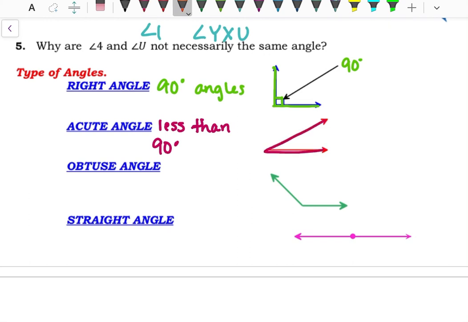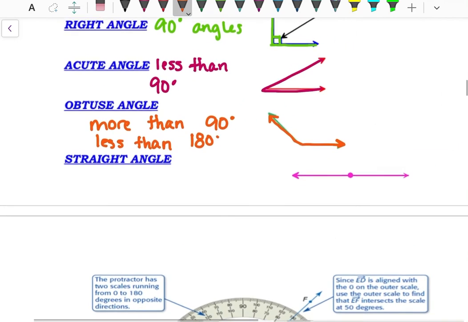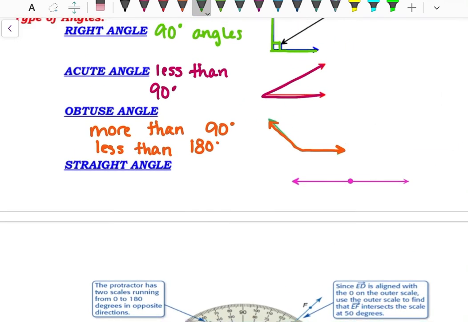They're acute. And then we have obtuse angles, which are more than 90 degrees, but less than 180 degrees. So here is an example of an obtuse angle, very clearly bigger than a right angle, wide. And then we have a straight angle. This is a straight line, and it is exactly equal to 180 degrees across. So if you ever see a straight line like that, that angle is going to be 180 degrees.